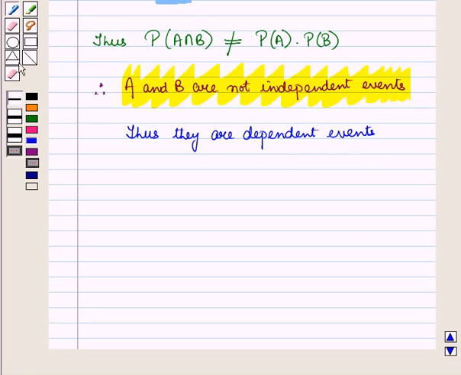So in this session we have learned how to determine the independence of two events.